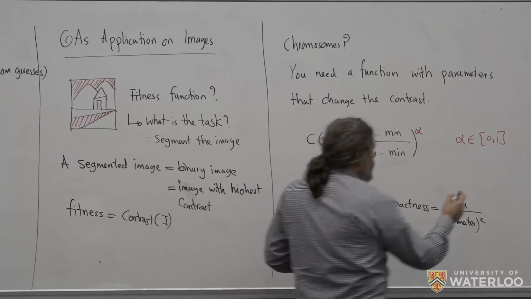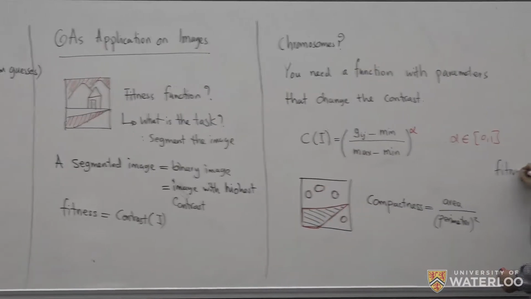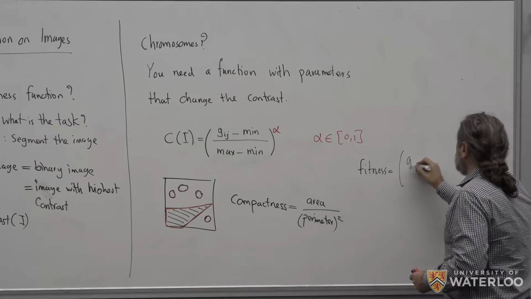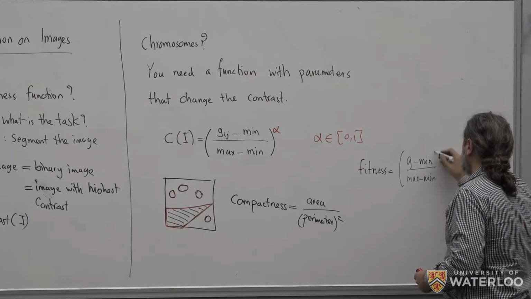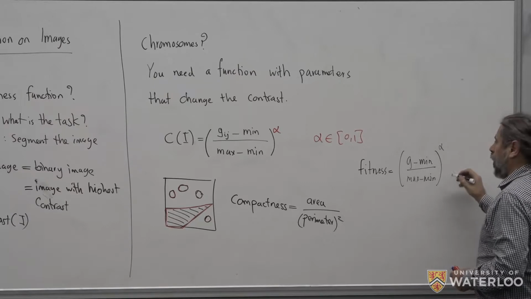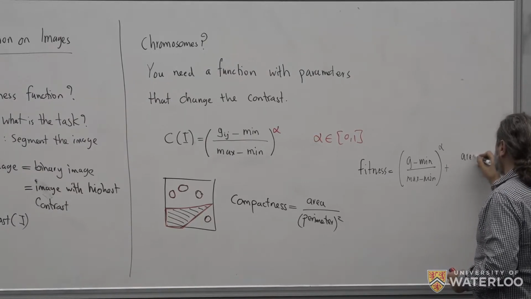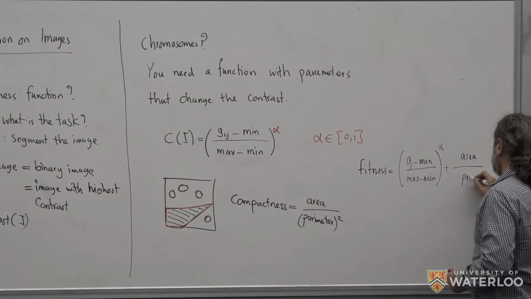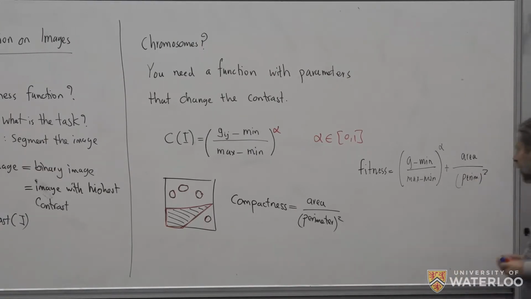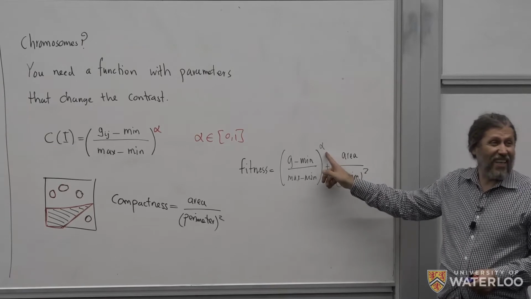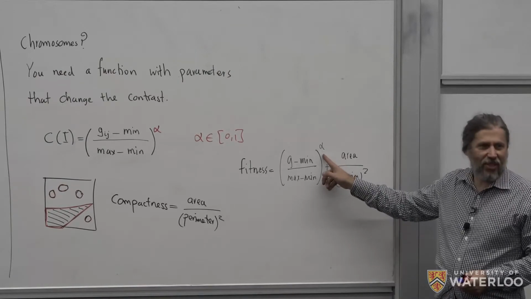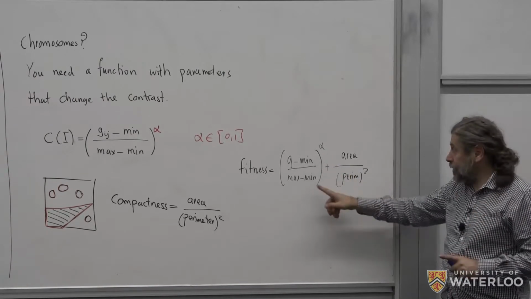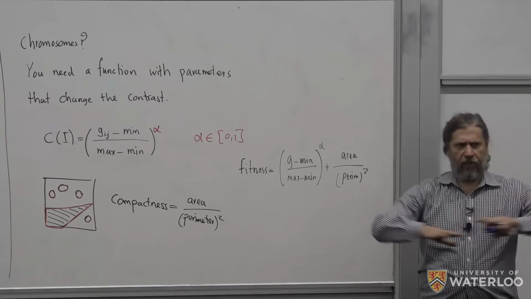Okay, so then my fitness function will be (G minus min) over (max minus min), to the power alpha, plus area over perimeter squared. So now I can control it. But still my solution is very simple. Still, the only thing that I have to put in the chromosome is the alpha, which definitely would make my algorithm too simplistic to solve the problem. But at least it cannot just go insanely large and make everything white.